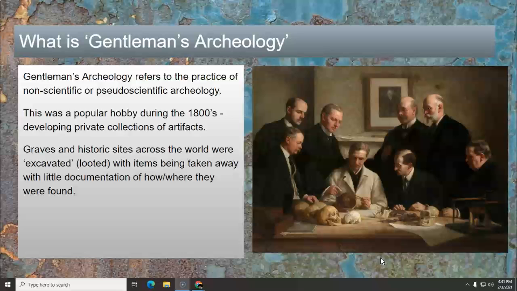Some of them would just sit there as a curiosity or a souvenir. Some of them would be studied, but there was very little actual documentation of how or where they were found. Plus, there were a whole lot of fakes going around. Because the people that lived in the Americas didn't have as easy access to sites like Egypt and the pyramids, or some of the other parts of the world over there, that's why they excavated Native American grave mounds.